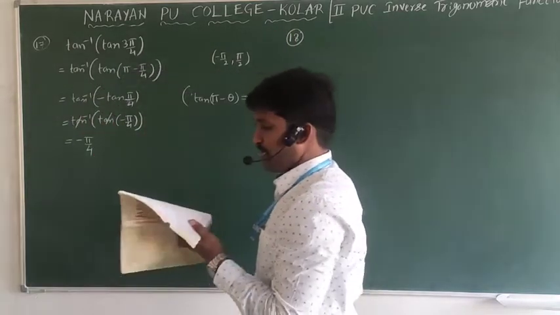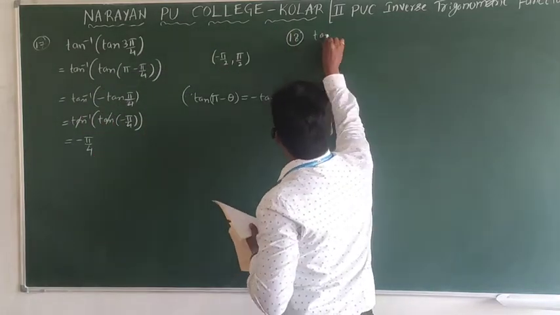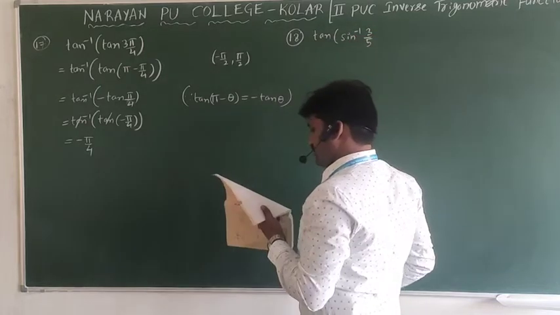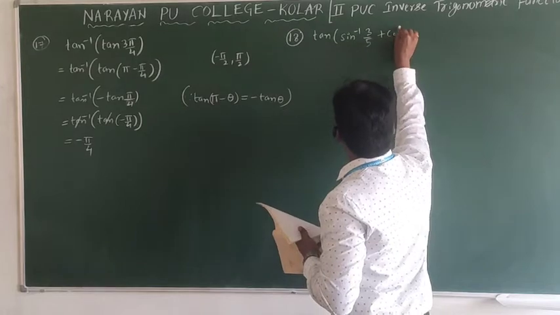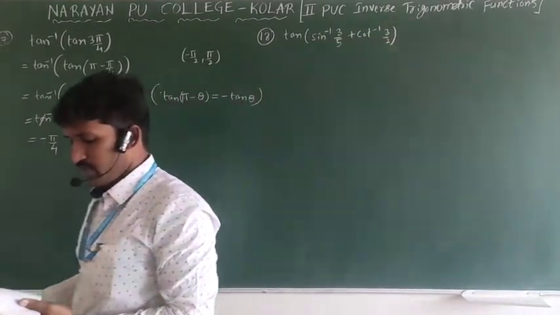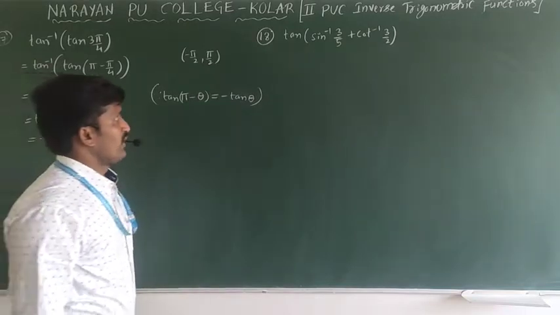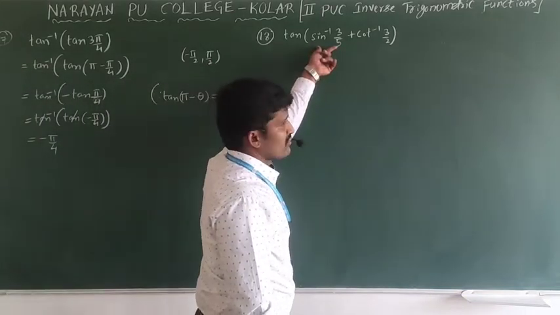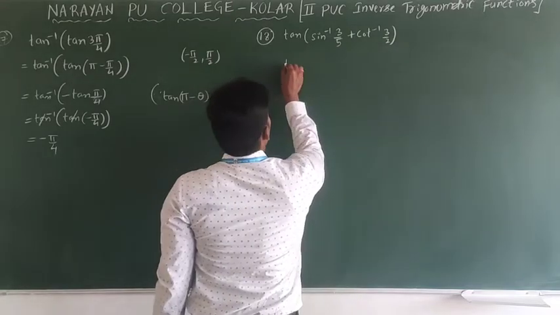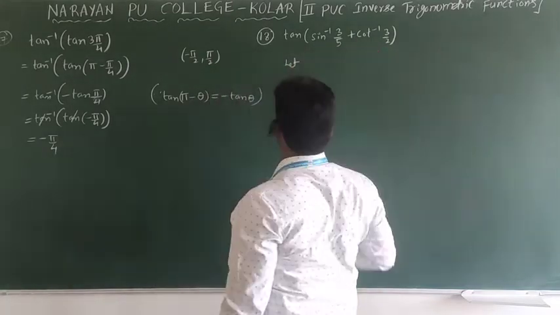Next, 18th one. 18th question: tan of sine inverse 3 by 5, cot inverse 3 by 2. This value we need to find out. The inside values are sine inverse and cot inverse. Now, first we will consider this as A and this as B.